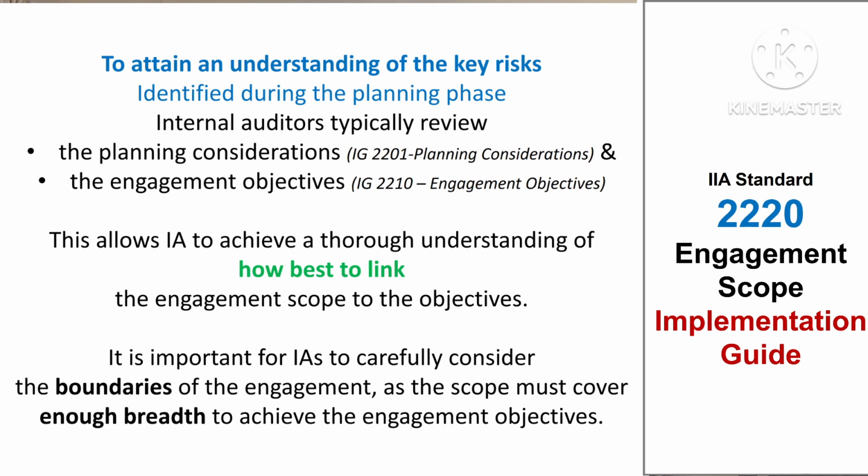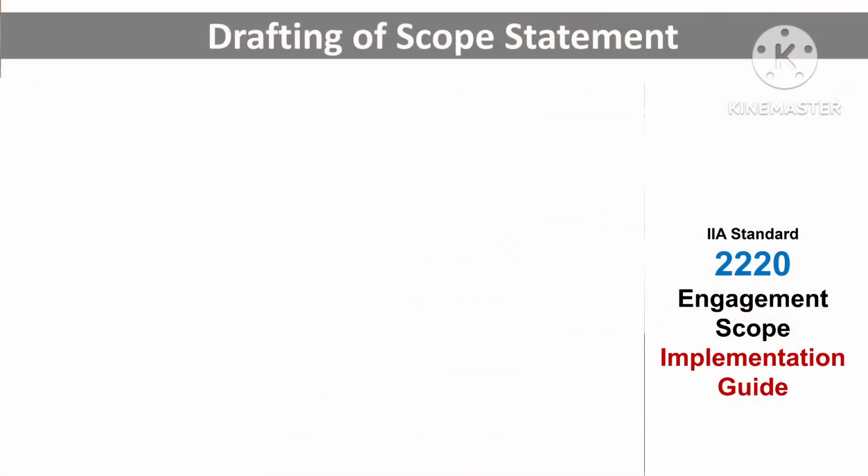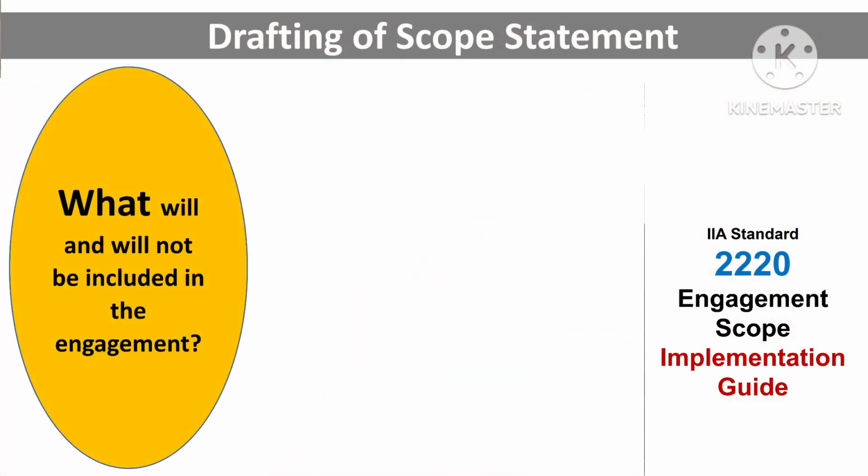It is important for internal auditors to carefully consider the boundaries of the engagement, as a scope must cover enough breadth to achieve the engagement objectives. So what is in a scope statement? How can we draft it? And what will or will not be included in the engagement?